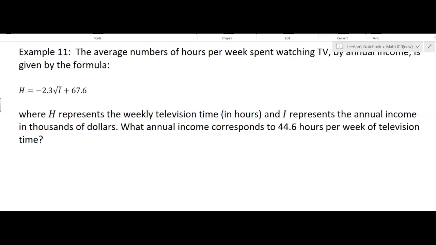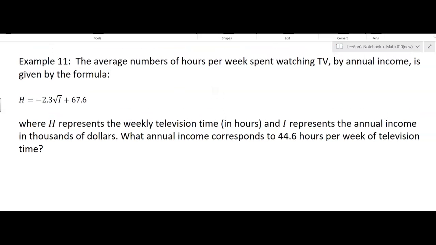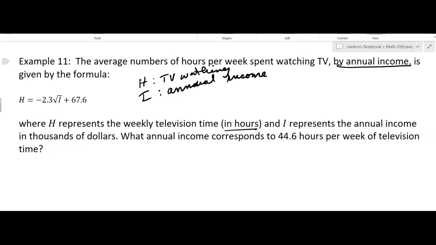Okay, the average number of hours per week spent watching TV by annual income is given by the formula. So this formula is based on how much money people make and how much time they spend watching TV, which is kind of interesting, right? Okay, so H represents the weekly television time in hours. So the H is TV watching. And then the I represents annual income, in thousands of dollars. Okay, so that's kind of important.